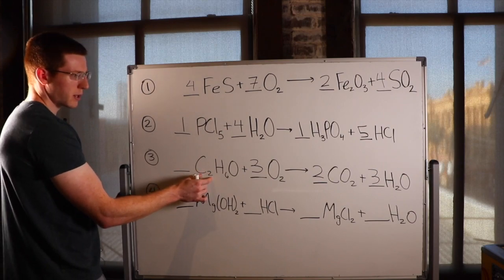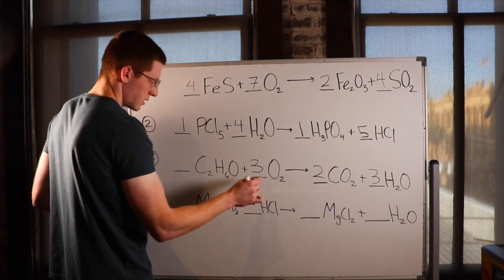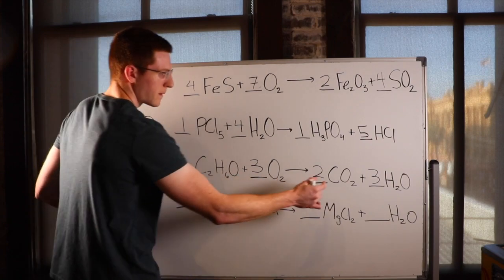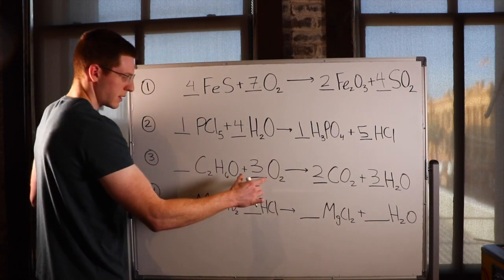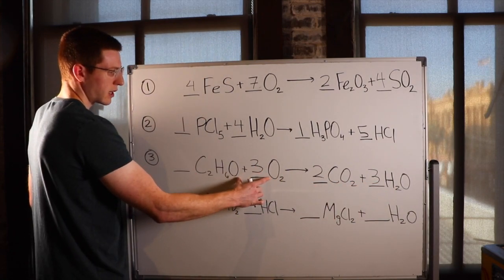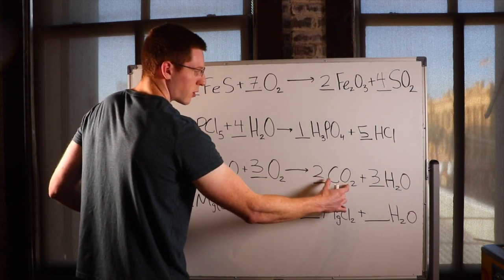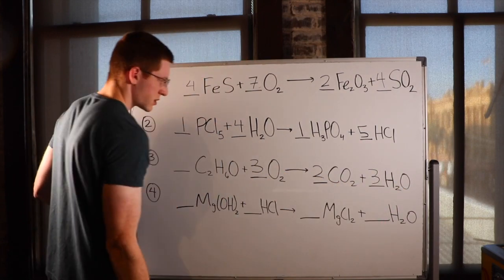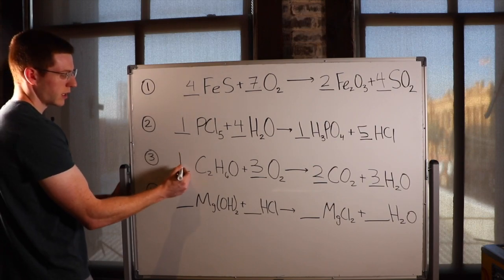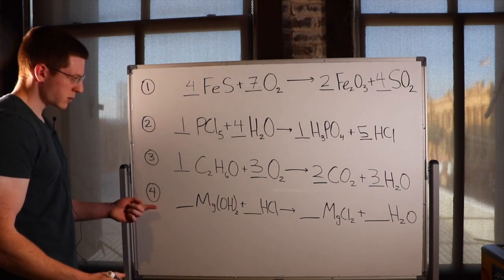So 2 carbons, 2 carbons, 6 hydrogens, 6 hydrogens. 1 plus 6, 7 oxygens. 4 plus 3, 7 oxygens. So we're good. So I'll go ahead and add a 1 here for this coefficient. And then the last one here.